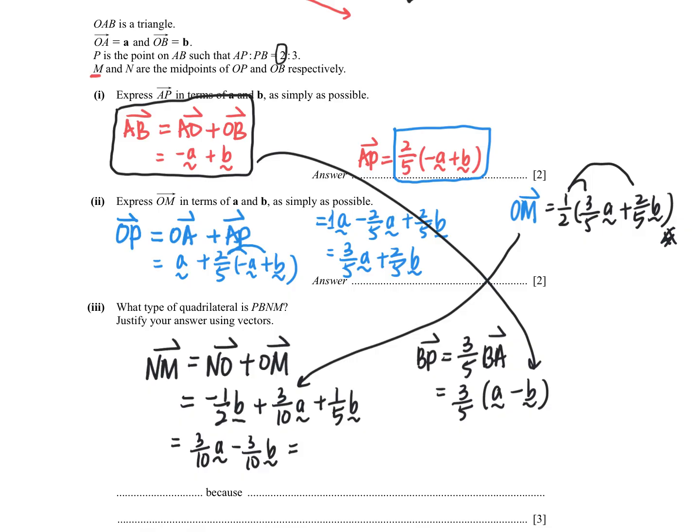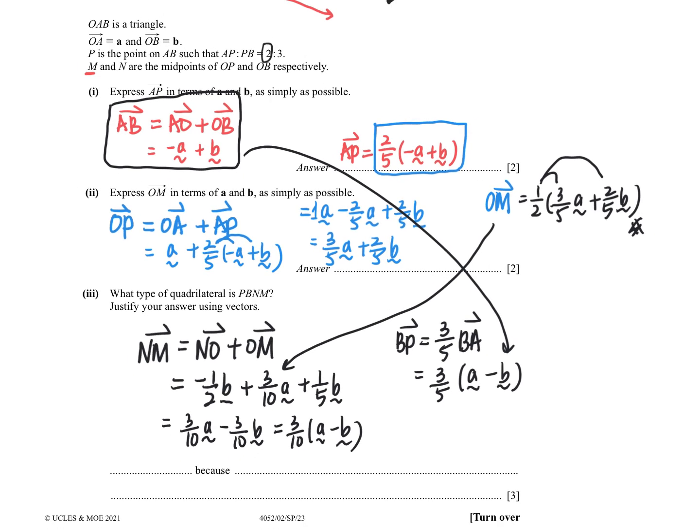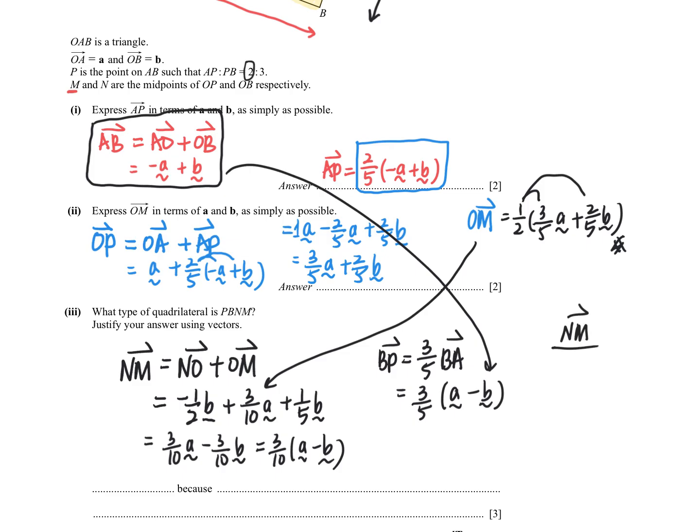So look at these two. Is there a ratio shared between them? I check. I use NM and I divide it by BP. NM is 3/10 times A minus B, then BP is 3/5 times A minus B. The vector nicely cancels out. I get half. So I know that NM is half of BP.